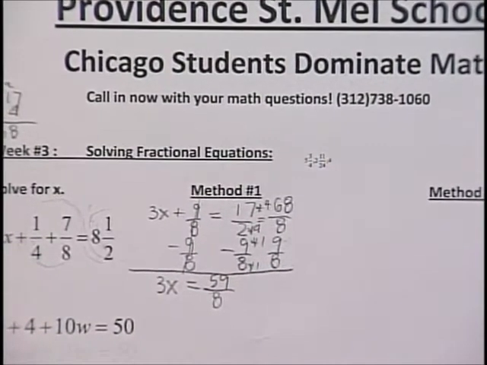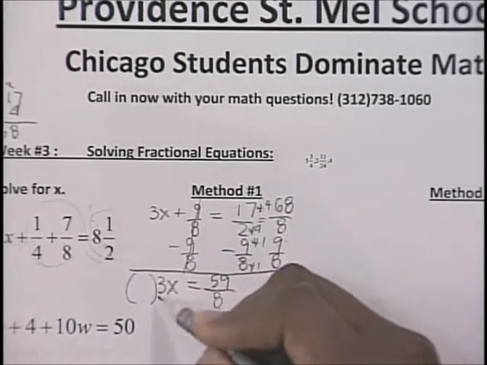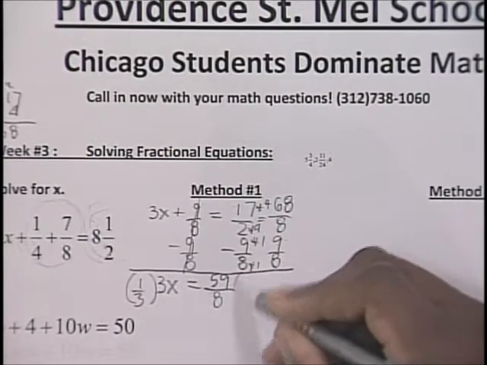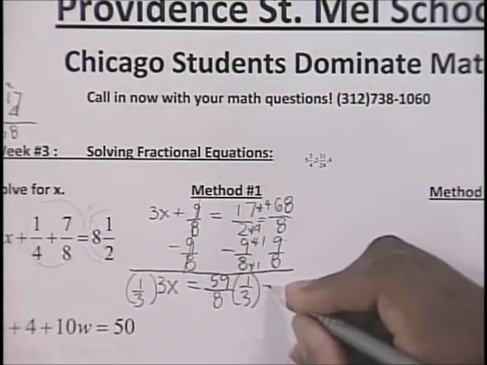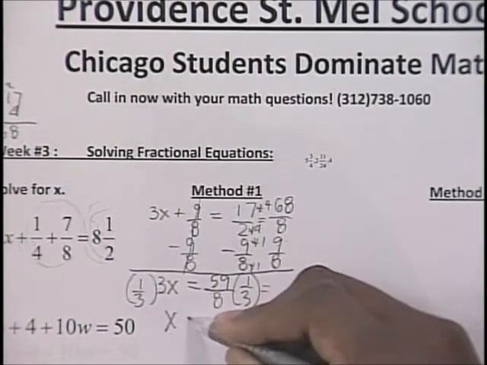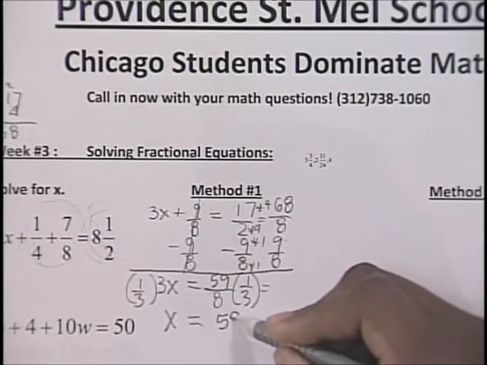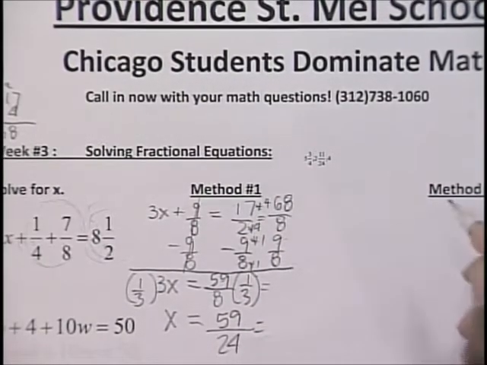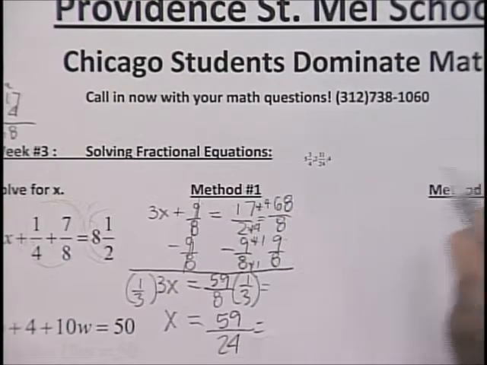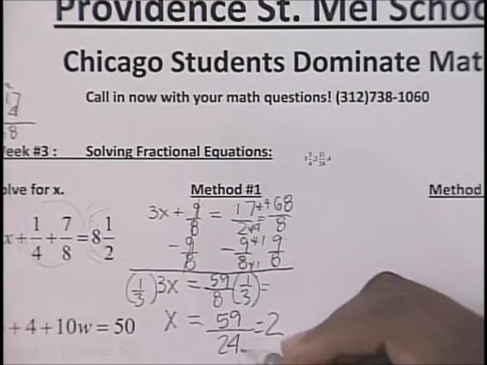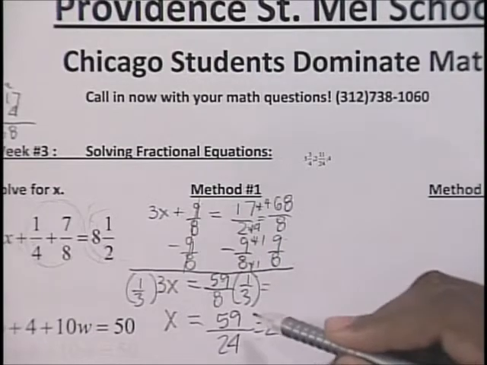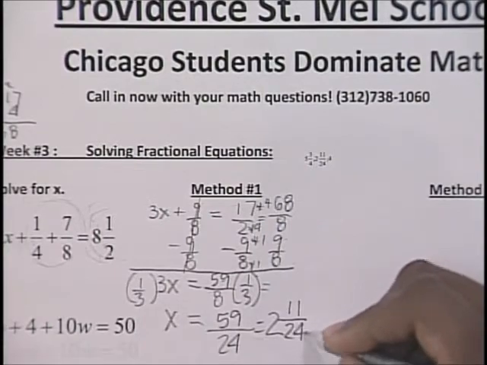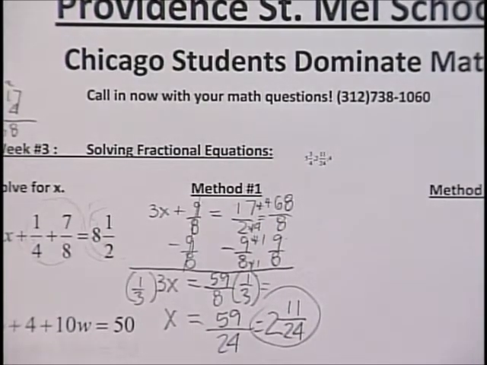And now we're almost done. Let's solve for x by multiplying by 1/3 on both sides, or you could divide by 3. It's the same thing. Multiply by 1/3, and you're left with x is equal to 59, multiply across, over 24. And 59 over 24 simplifies to 2. 2 times 24 is 48, and then you're left with 11/24. 2 and 11/24. Final answer.